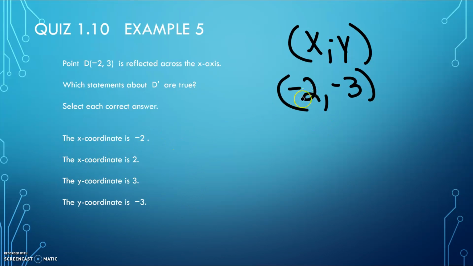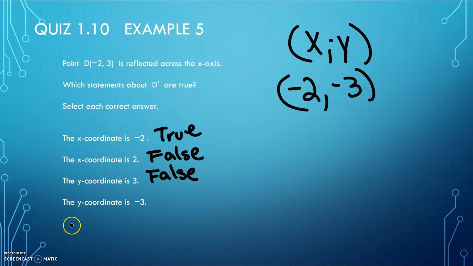The x-coordinate is -2. This is true. The x-coordinate is +2. This is false. The y-coordinate is 3. That is false. The y-coordinate is -3. That is true. And there we go.